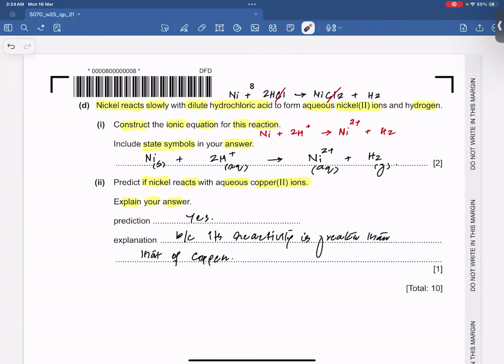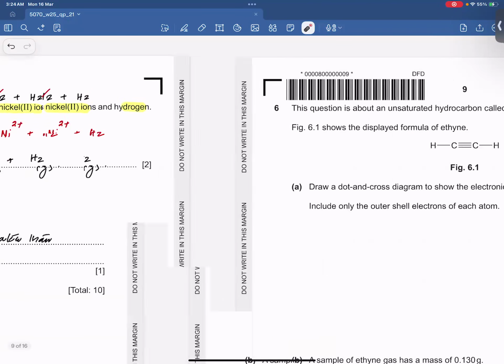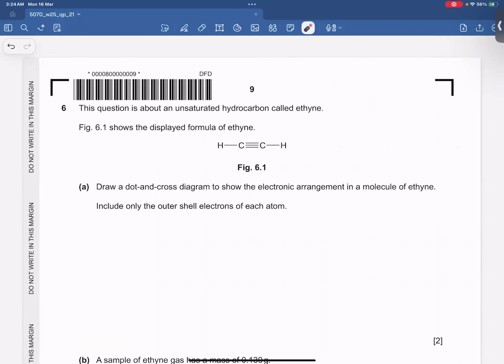Okay, so that's the whole background of this last part of the question. Let's move on to the next one. Oh my god, this question is about an unsaturated hydrocarbon called ethine. Unsaturated hydrocarbons contain double bond and triple bond between carbon atoms.